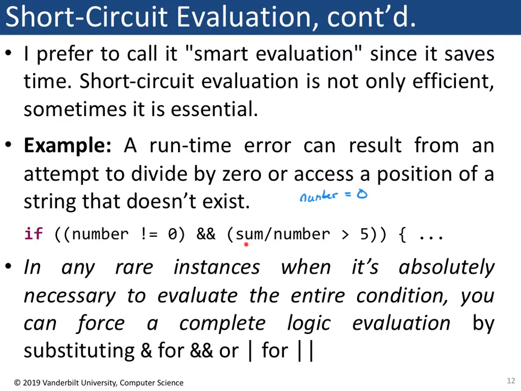If we divide sum by number and number is equal to 0, that's going to generate a runtime error. So in this situation, the code is actually written in such a way that it is depending on short circuit evaluation to prevent runtime errors. And this is a way to go about that. So by checking to see if the number is not equal to 0 before we check to see if the sum divided by the number is greater than 5, we prevent a divide by 0 error. Because if the number is equal to 0, this will be false, and the second expression in the logical AND operation will never be evaluated.